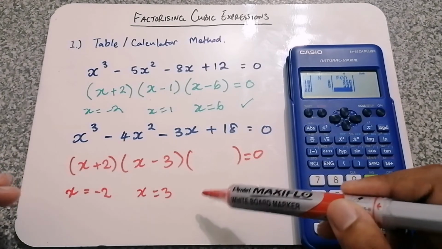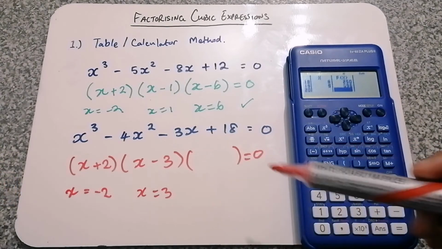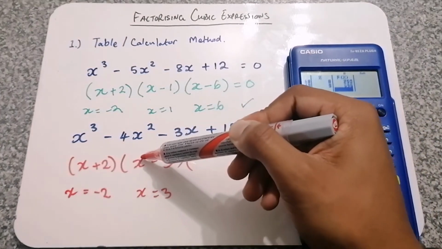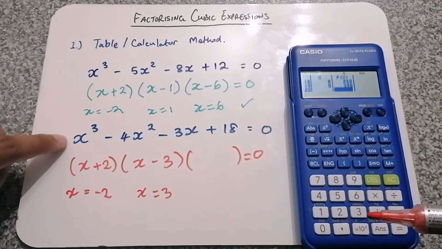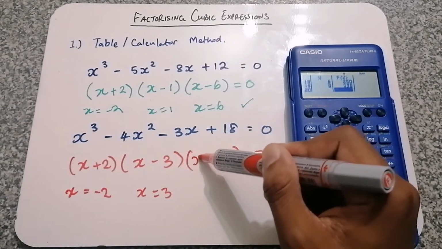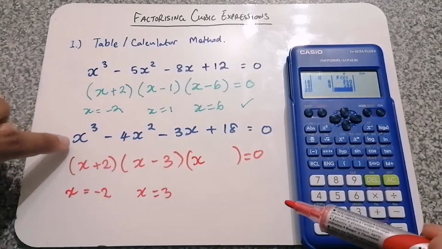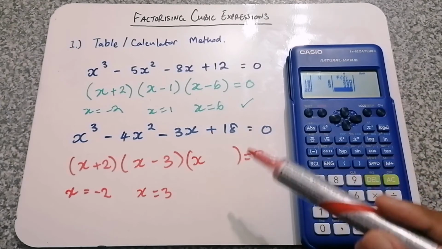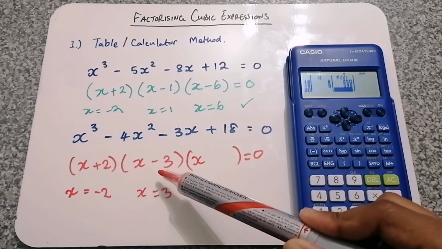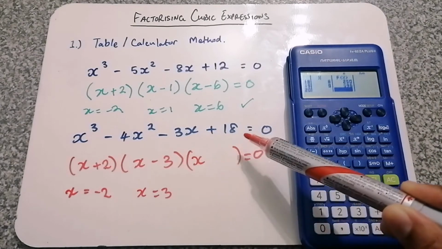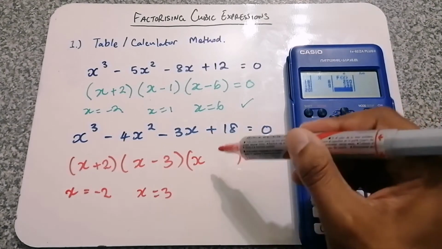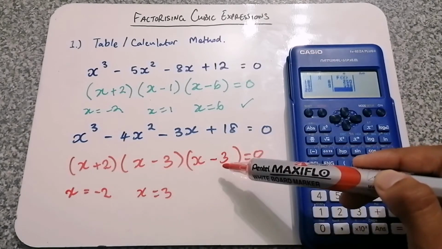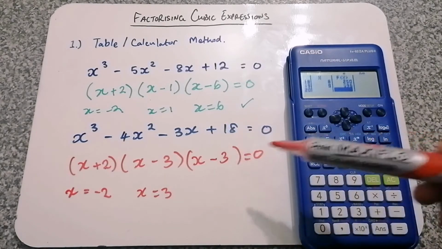So how do I find my third factor? Well, this is one way to do it. We'll start off by saying x times what will give us x cubed, and the answer is x. X times x give us x cubed. Then we look at this last value, which is 18. So we're going to say 2 times -3 times what gives us the 18. And again, the answer is -3, because 2 times -3 times -3 gives you positive 18.